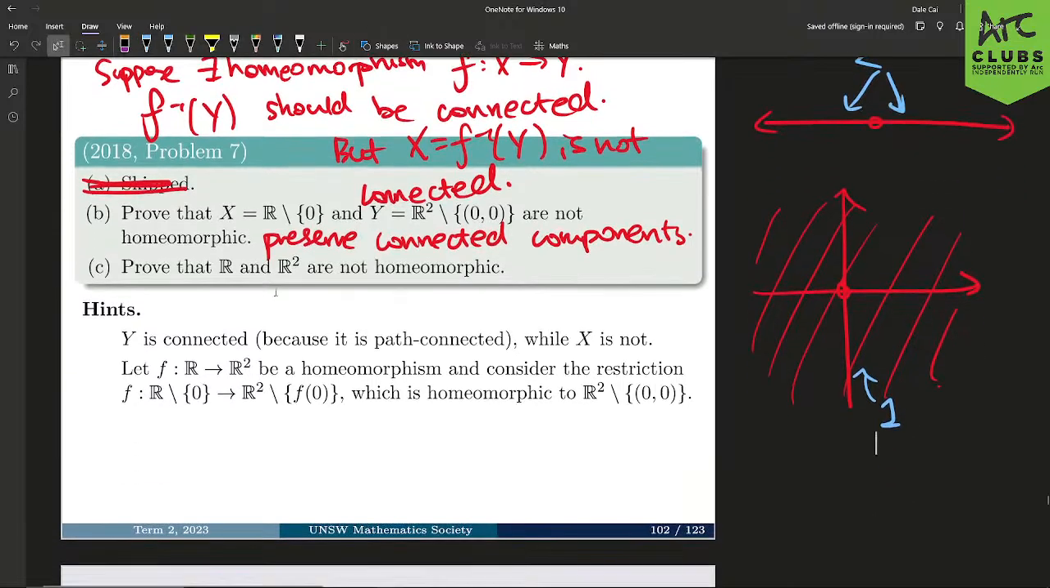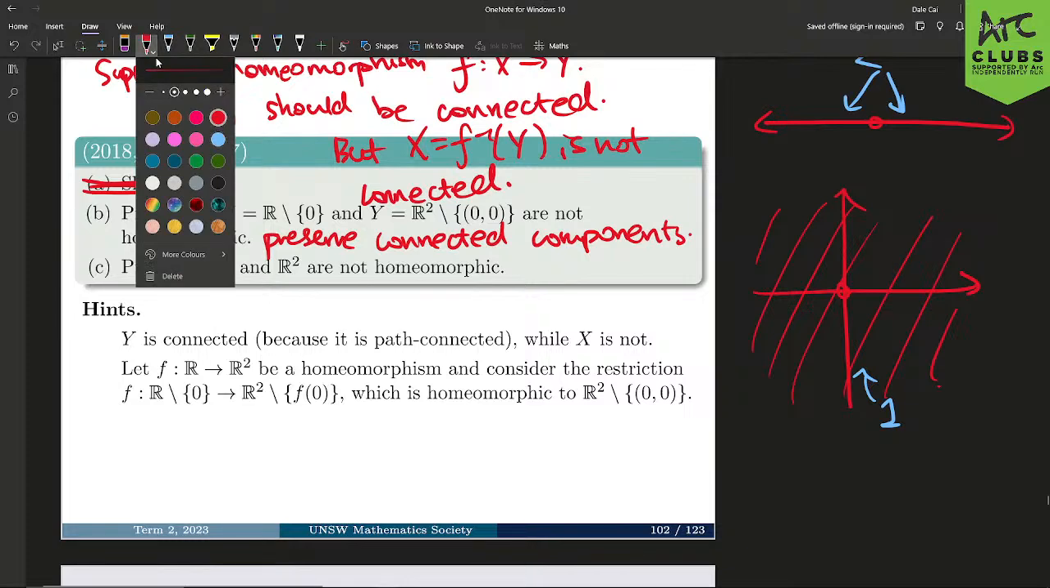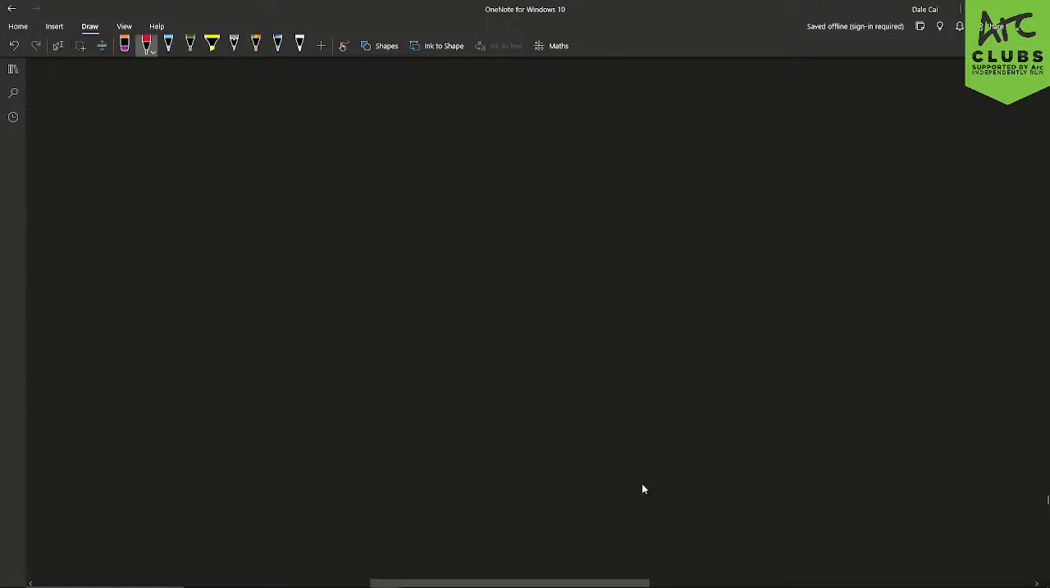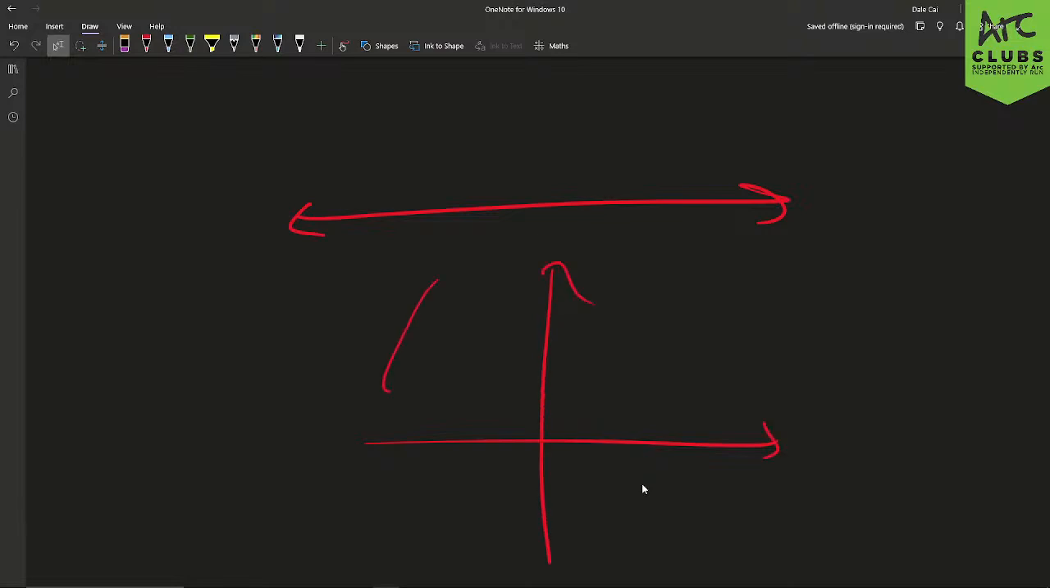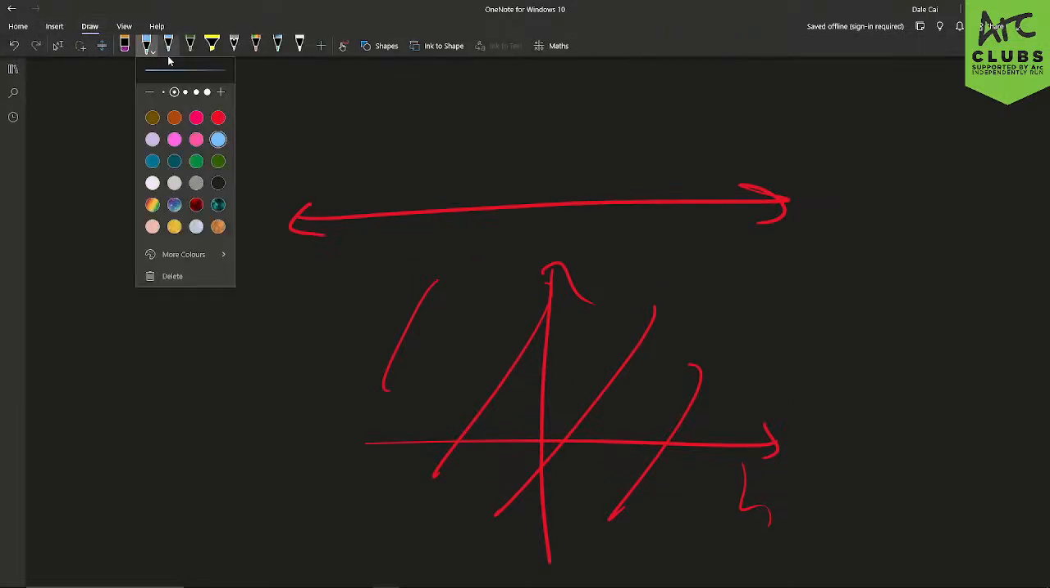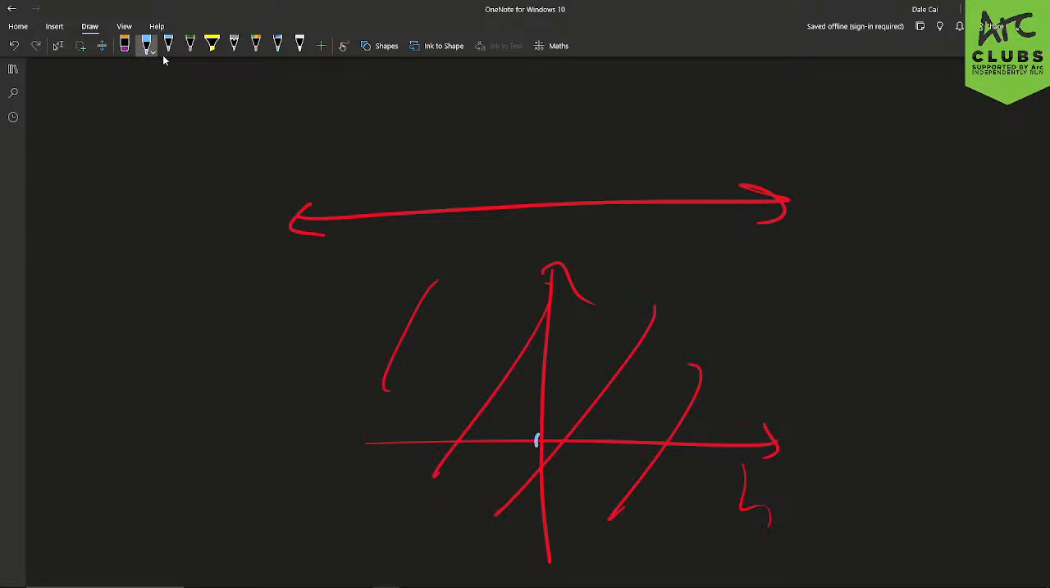And then for part C, prove that R and R squared are not homeomorphic. This is a very nice, just slight modification. What you can do is, if you take all the real numbers and the entire R squared, it's still true that f inverse of open sets should be open. So if I take off this point, and let's say that x is f inverse of (0, 0), something that maps to this point, then if I extract out this point, then I extract out this point.